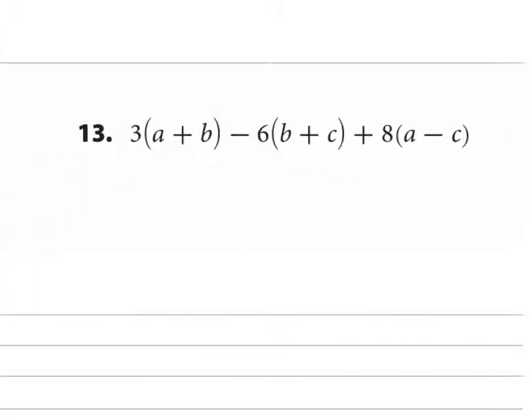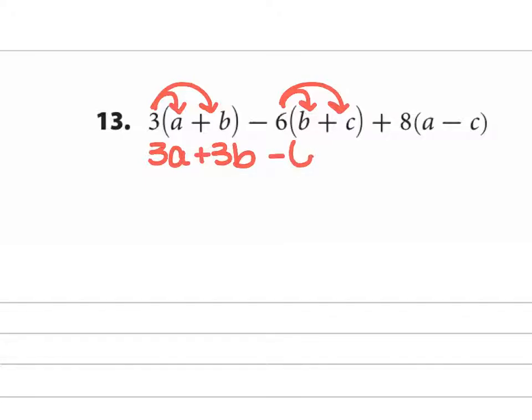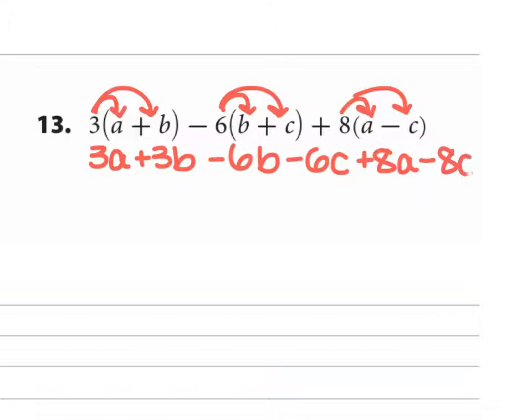For 13, we have 3 times A plus B, which is going to turn into 3A plus 3B, minus 6 times B plus C, so distribute that, so negative 6B minus 6C, plus 8 times A minus C, so plus 8A minus 8C.